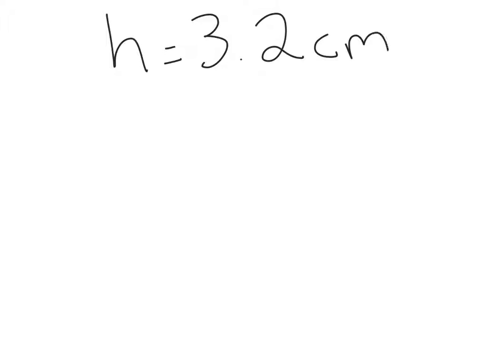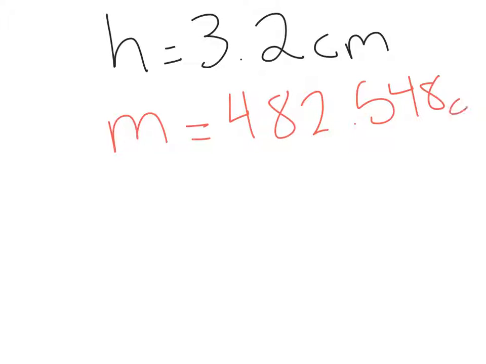Our problem statement says this: a copper rod has a height of 3.2 centimeters. As I read, I'm just going to go ahead and make a note of these values as we go. My height, h, is 3.2 centimeters. And we also are given a mass of 482.548 grams. I'll make a note of that as well. Mass is 482.548 grams.